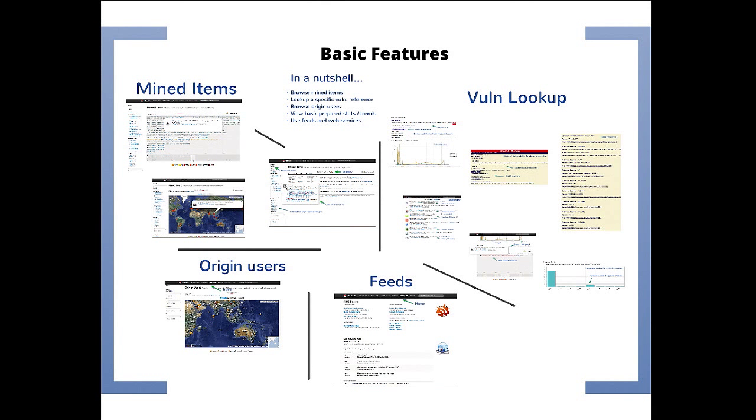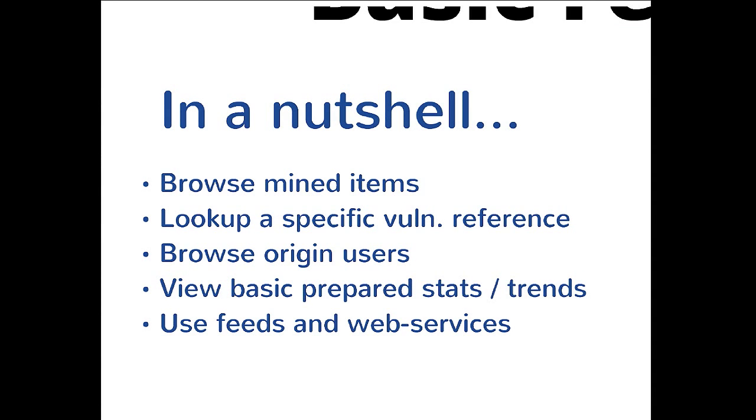The basic features, in a nutshell: you have all this mined data, you can browse and search and do all that sort of stuff. But you can look up a specific vulnerability reference, which is what I'll be doing today, and look at some of the results of this system. You can browse the people who talk about vulnerabilities, which is actually pretty interesting as well. And you can view statistics and trends and stuff, which I've put together, and web services and feeds.